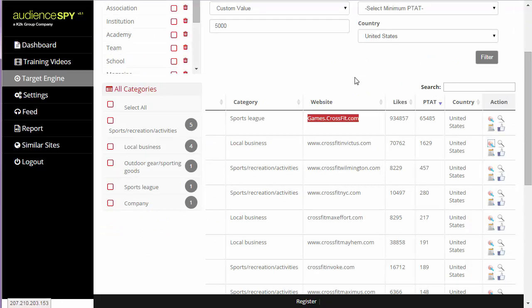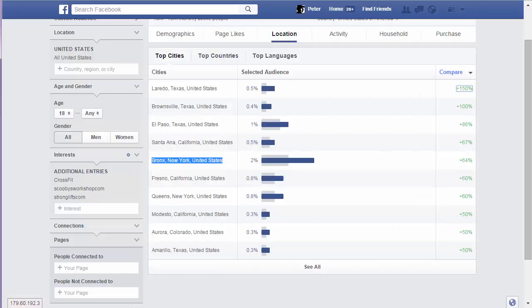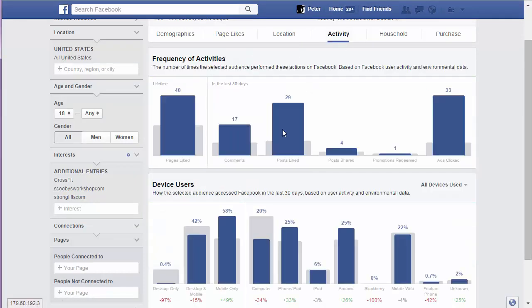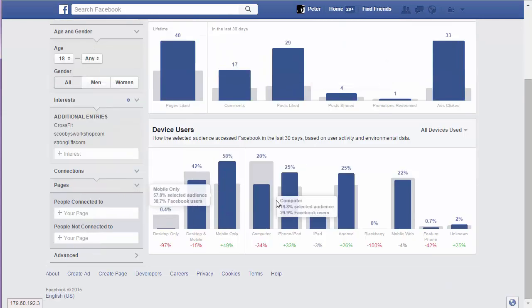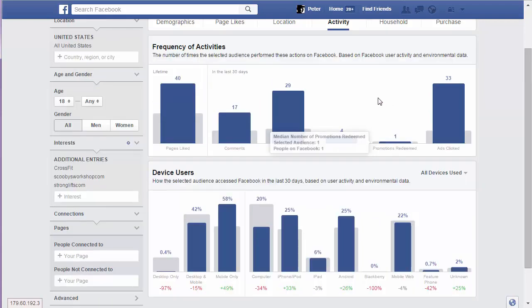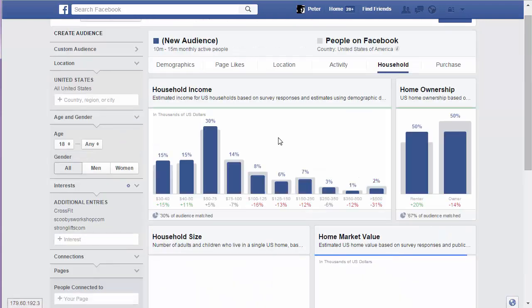Okay, so that's good. Just looking at some other clues. Okay, so about half of them are desktop and mobile. Almost half of them are mobile only. So that's worth knowing, that there's a mobile audience in with that.